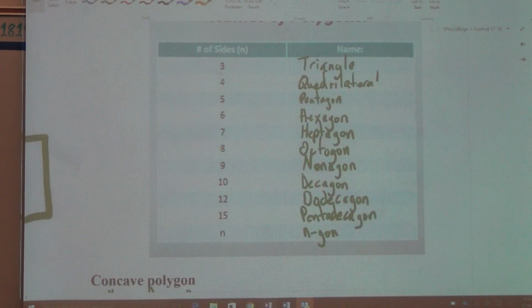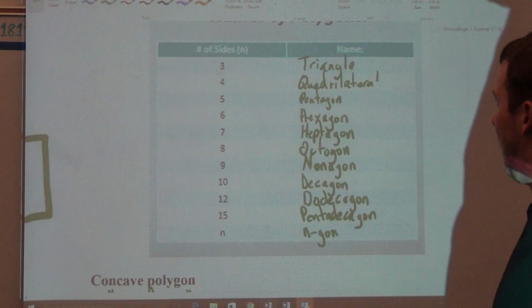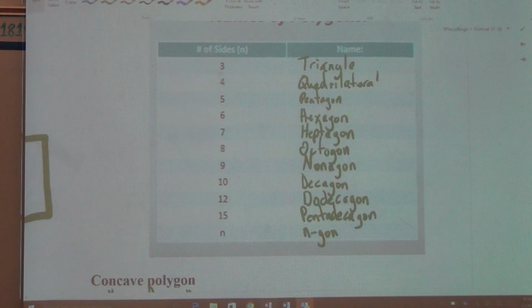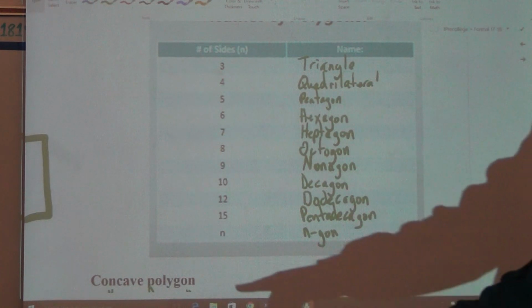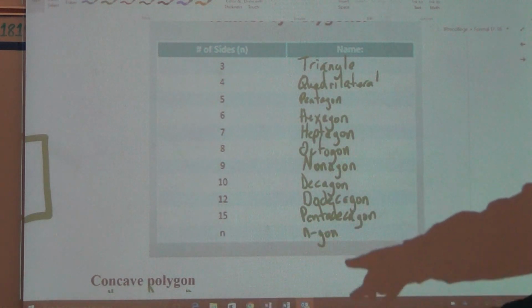It's worth your time to know these words: triangle, quadrilateral, pentagon, hexagon, heptagon, octagon, nonagon, decagon, dodecagon, pentadecagon, and an n-gon, meaning that if we had a 31-sided shape, we would call it a 31-gon.